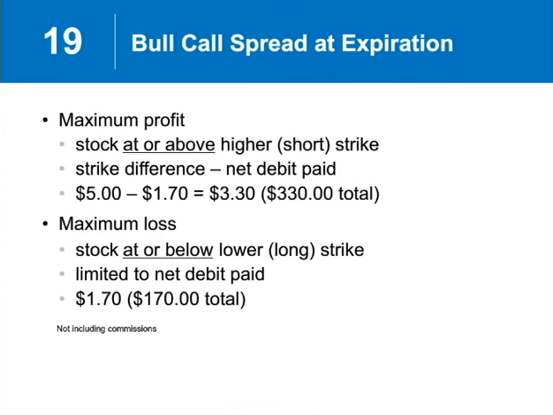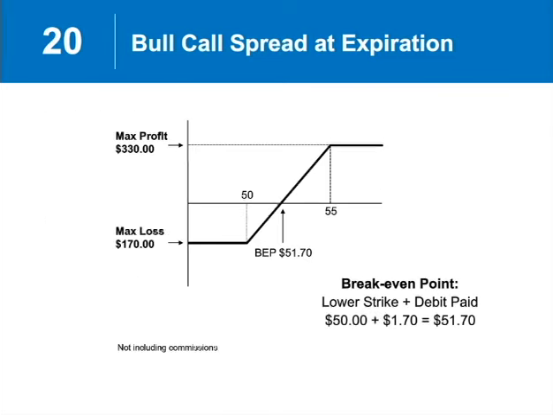The spread at that point would be worth something less than $170, but maybe you'd be able to recoup some of your money instead of watching that thing expire at zero if the long strike was out of the money at expiration. So, here's how it looks graphically. You can see the break-even point is going to be 51.70. That's the long strike at 50, plus the debit paid, the $170. And then the line goes horizontal at 55 when the value of the spread maxes out at $5.